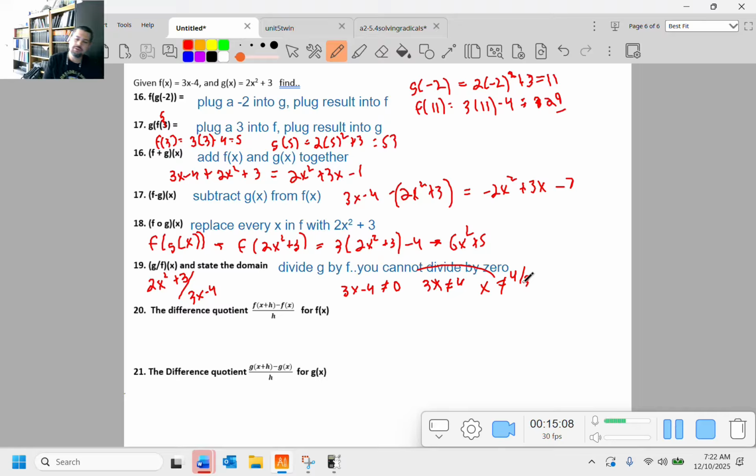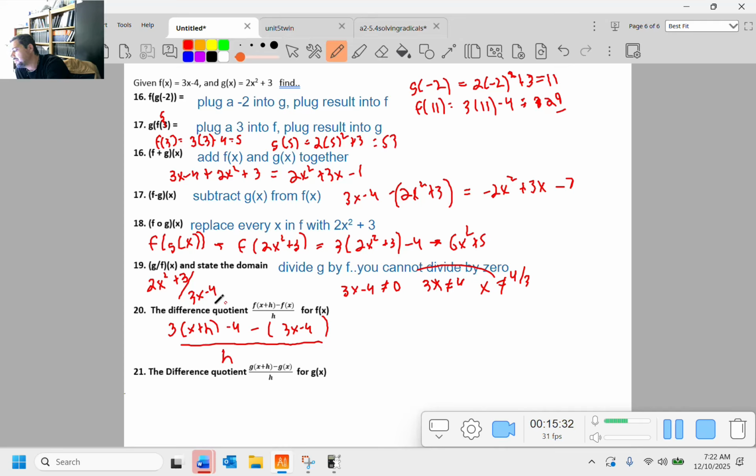And in 20 and 21, which are the difference quotient, which is a very big deal for you next year. So first we're going to find it for f of x. This says every x becomes x plus h. It's 3 times x plus h, and then minus a 4. Take away the original function. Don't forget to wrap if it's 2 or more things. Take away 3x minus 4, all sitting pretty over an h.